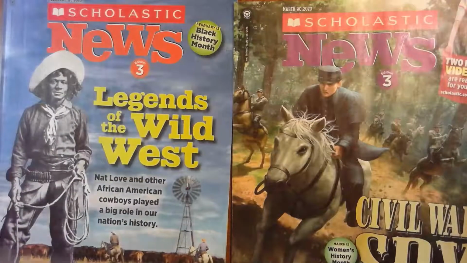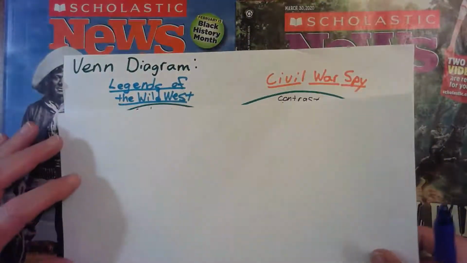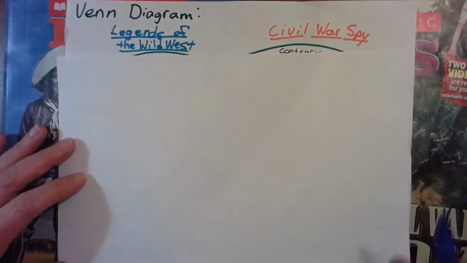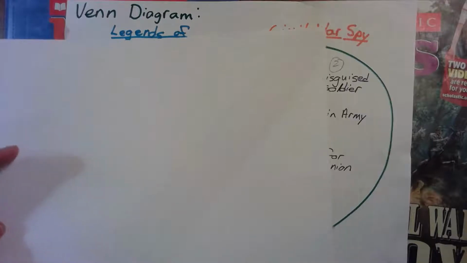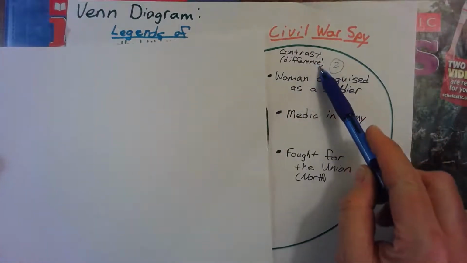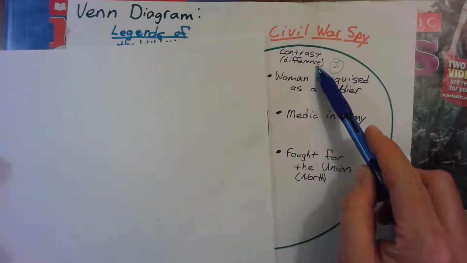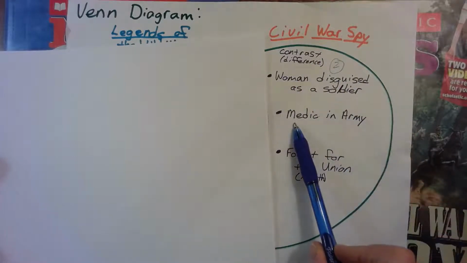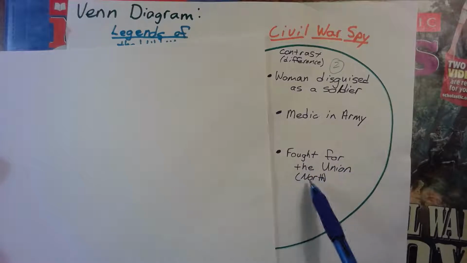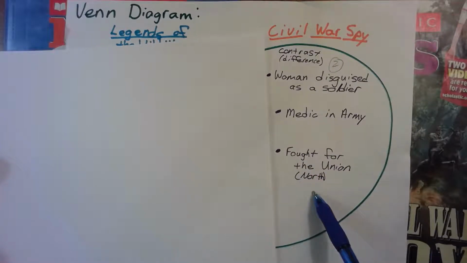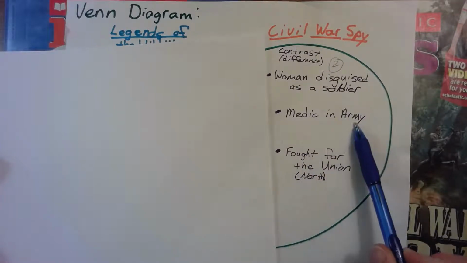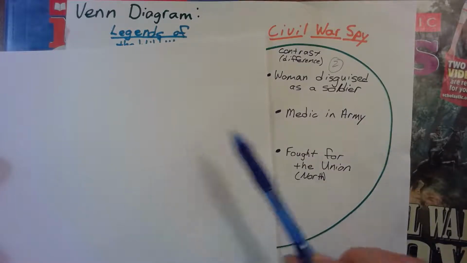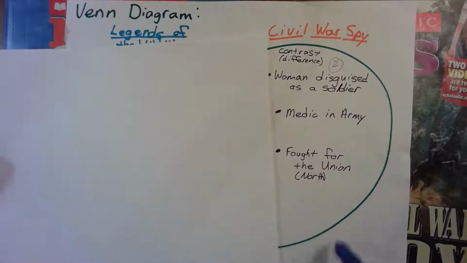So, like I said, we're going to compare Legends of the Wild West and the Civil War Spy. First, let's talk about the Civil War Spy since we read it last week. So we are contrasting, or telling a difference. So in this story, it talks about a woman disguised as a soldier. She's a medic in the army, and she fought for the Union North. That is specific for that story. It is not in our other story. These details are not in the other story.